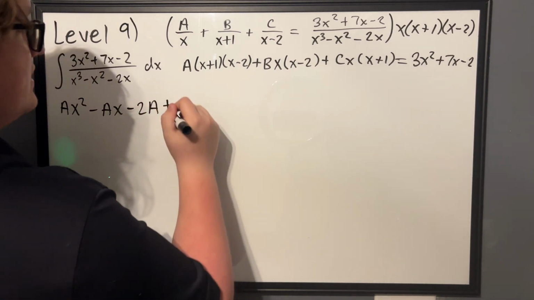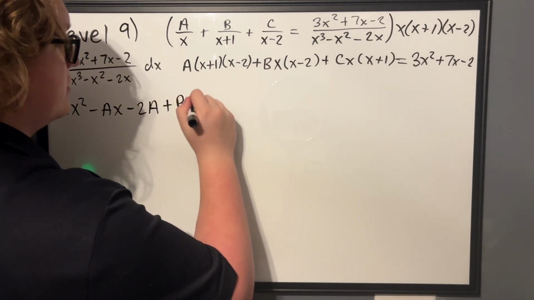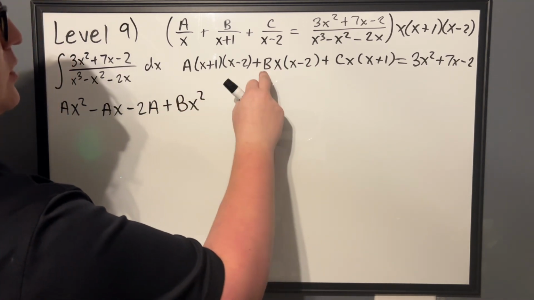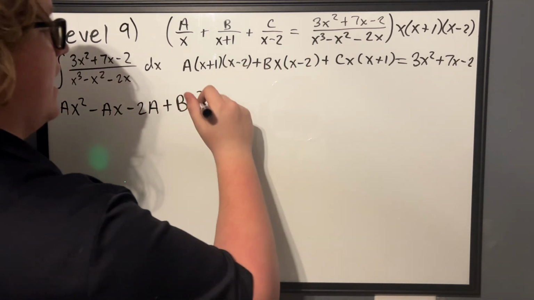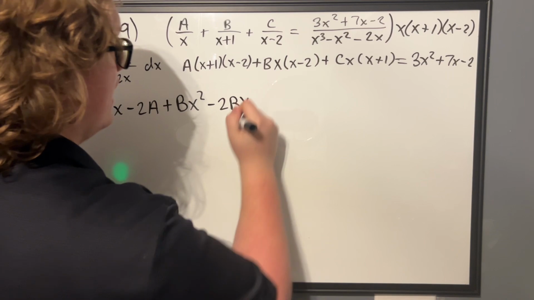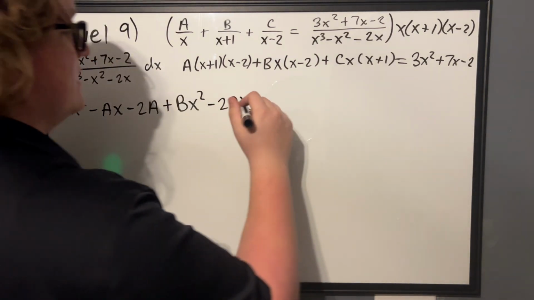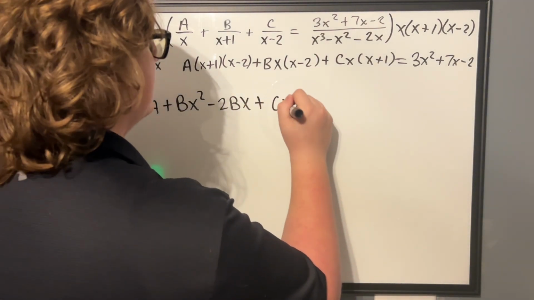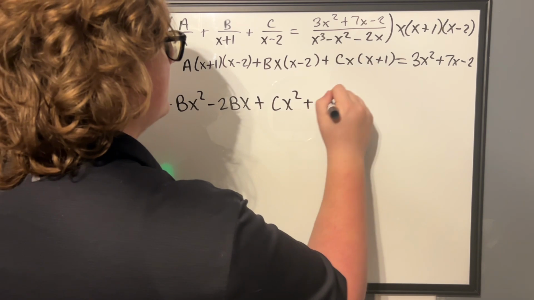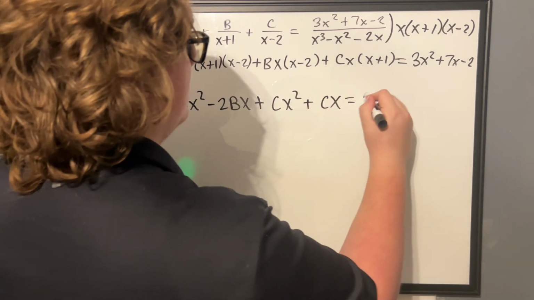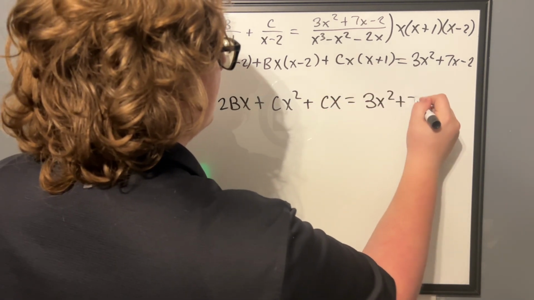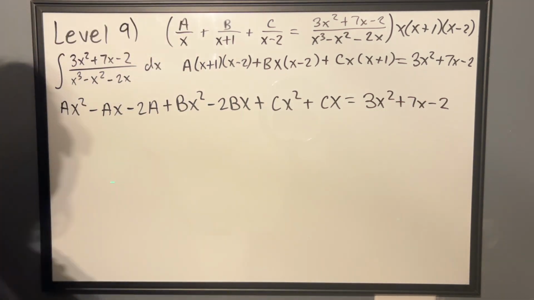Then we'll have plus Bx squared, because we're multiplying here by the B, and this one will be a minus 2Bx. We're going to do the same thing with the C, so we're going to have a plus Cx squared plus Cx. And that, again, is equal to 3x squared plus 7x minus 2.